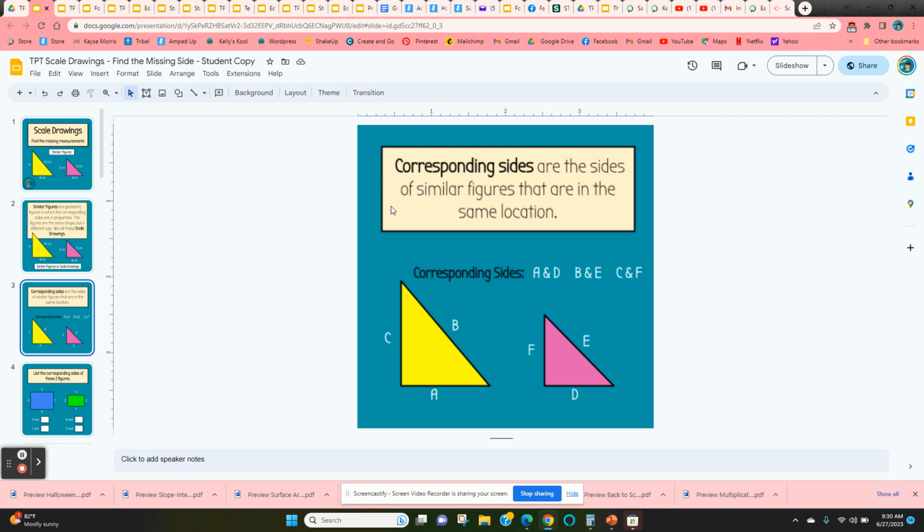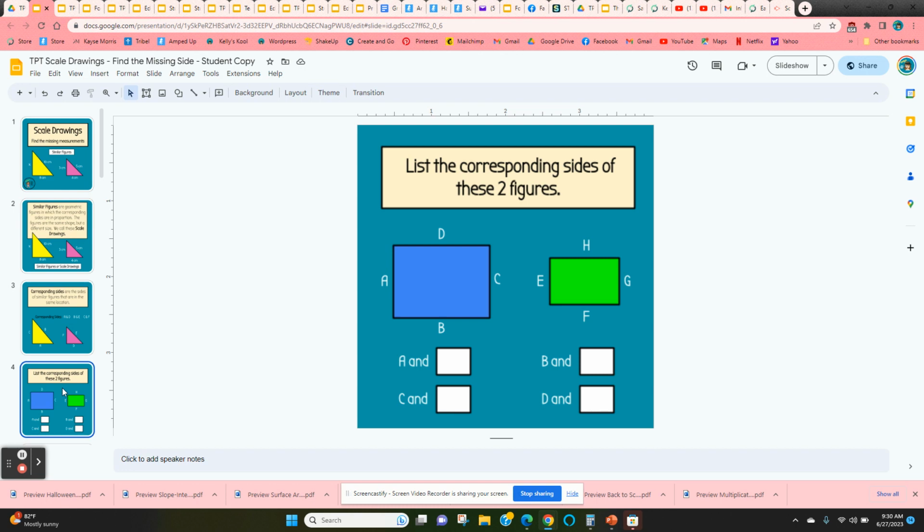So it starts with explaining to students what corresponding sides are. So you want to see that the two figures are facing the same direction, and the sides that are in the same location are called corresponding sides. So A and D, B and E, C and F. So once you explain that to the students, then they're going to determine which sides are corresponding. And they're just going to type in A and they're going to type in E here, B and F, C and G, and so on.